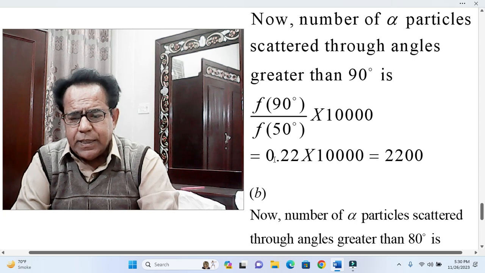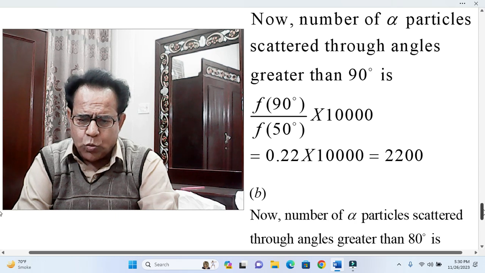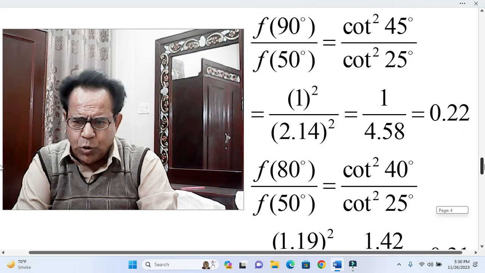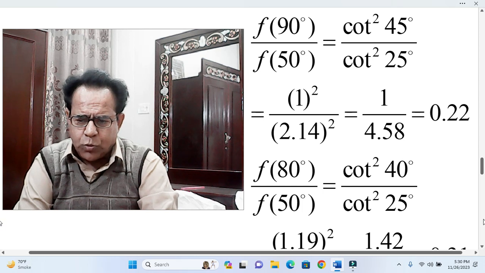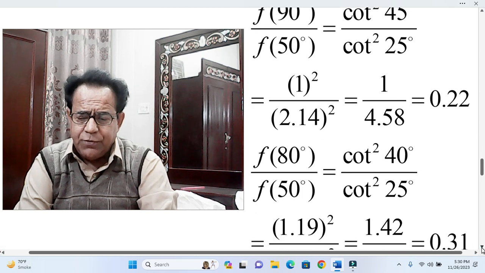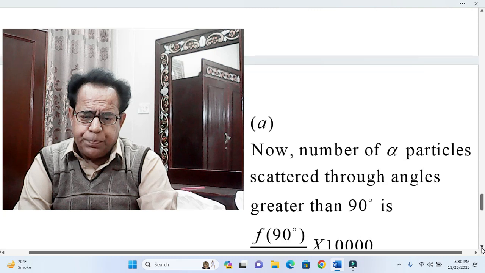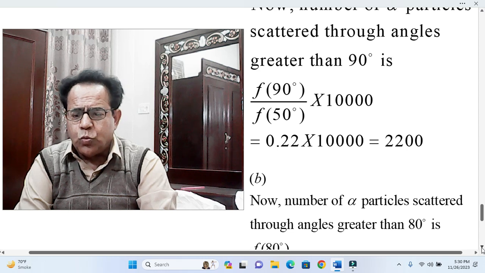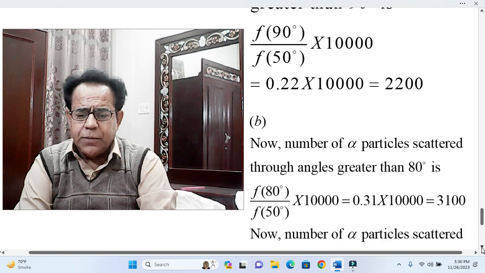This becomes equal to 0.22. We have calculated this value in the previous part. Let us see which is 0.22. Yes, this is 0.22. F90 degree over F50 degree is equal to 0.22. We have used this value here. So for part A, 0.22 into 10,000 becomes equal to 2200. Now we are going towards part B.